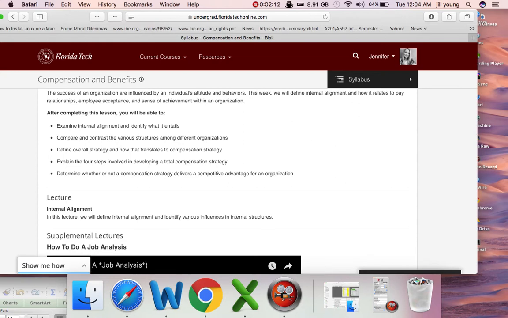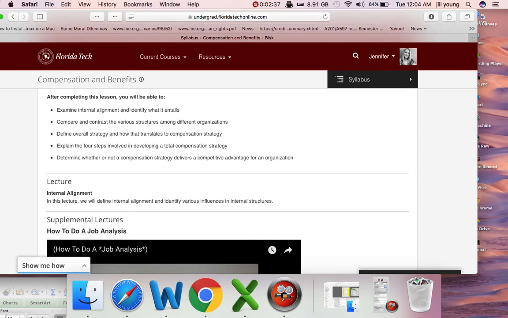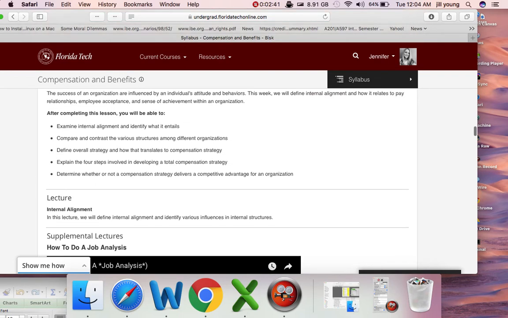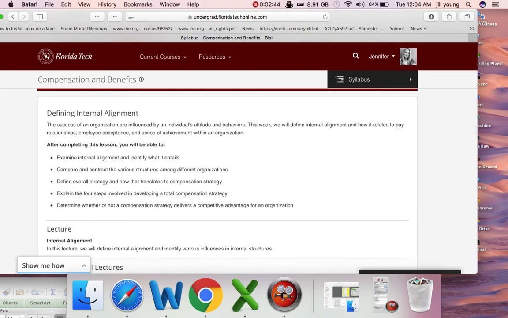In your text, you're going to read about some of the strategies that are involved in developing a total compensation strategy. And then you're going to have to be able to determine whether any kind of strategy delivers a competitive advantage, which really means how does that make that organization stand out from another one? Do they offer more in regards to compensation? And some companies do and some don't, depending on what their strategy is.